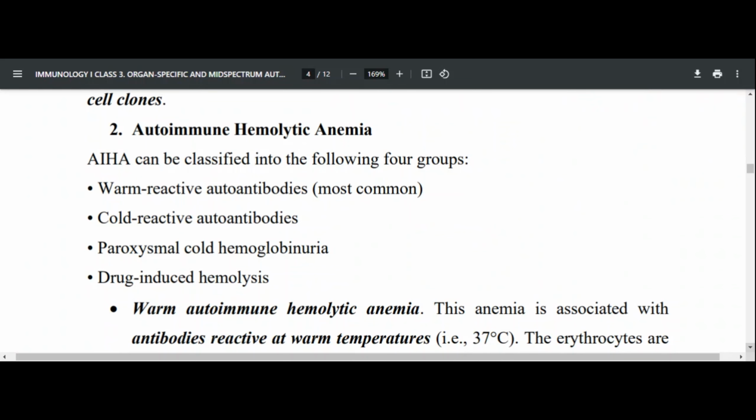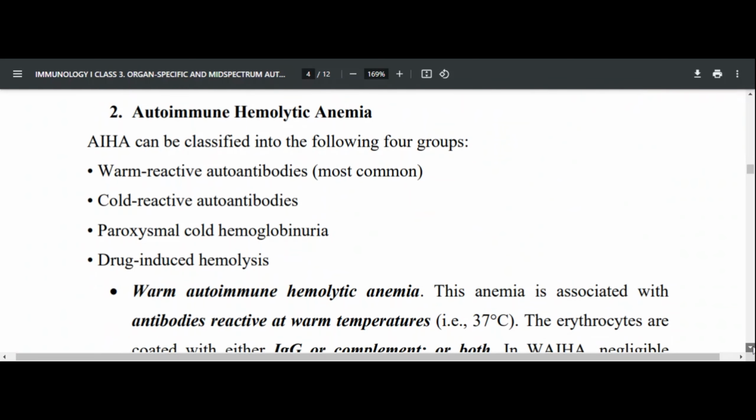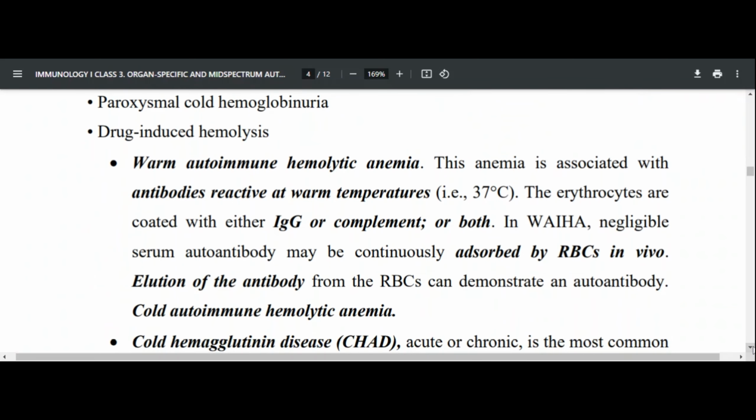So the first one is warm autoimmune hemolytic anemia. This anemia is associated with antibodies reactive at room temperature, right? These autoantibodies are able to react at 37 degrees, and a group of them are IgG, because IgG is able to react at room temperature and it is also able to activate complements.